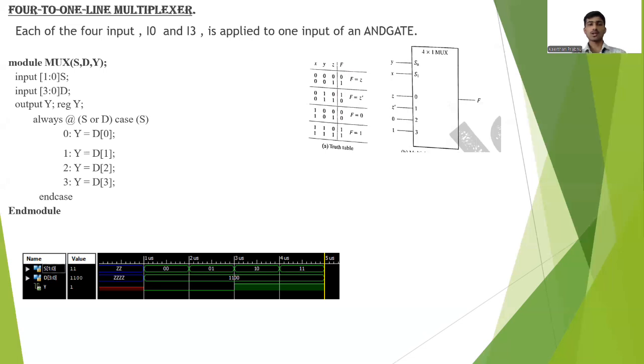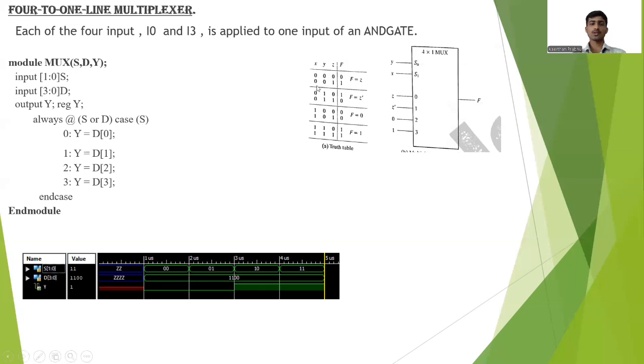Here, in the condition S or D, we need to check the cases. In case 0, the output y takes the data 0. In case 1, output y takes data 1. In case 2, output y takes data 2, and in case 3, output y takes data 3. Then the case gets closed and we end the module.